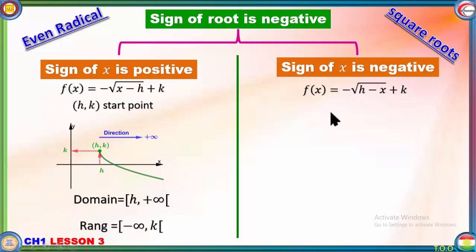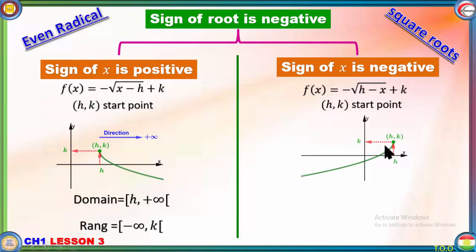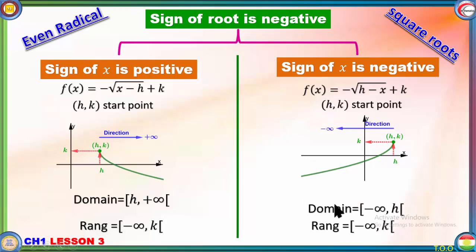The second one, f(x) equals minus square root of h minus x plus k. Because the sign of x is negative and the sign of the square root is positive, therefore the domain starts from minus infinity to h, and the range begins from minus infinity to k. As you can see, the direction is from the start point to negative infinity. Therefore, the domain is from minus infinity to h, and the range is from minus infinity to k.